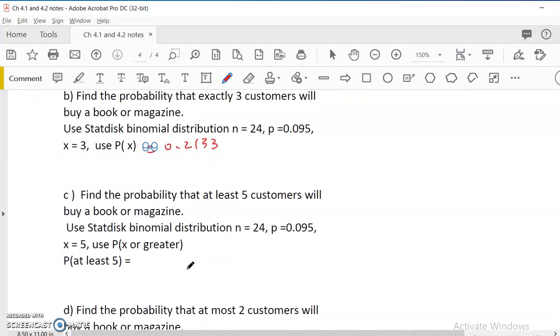C, find the probability that at least 5 customers will buy. At least 5 means 5, 6, 7, right? So you do 5 or greater.